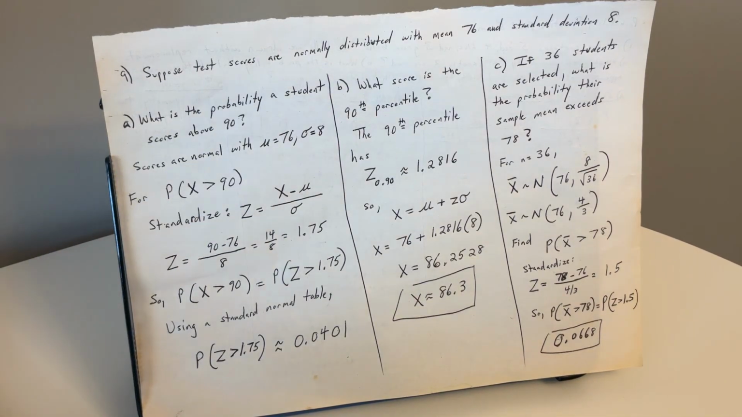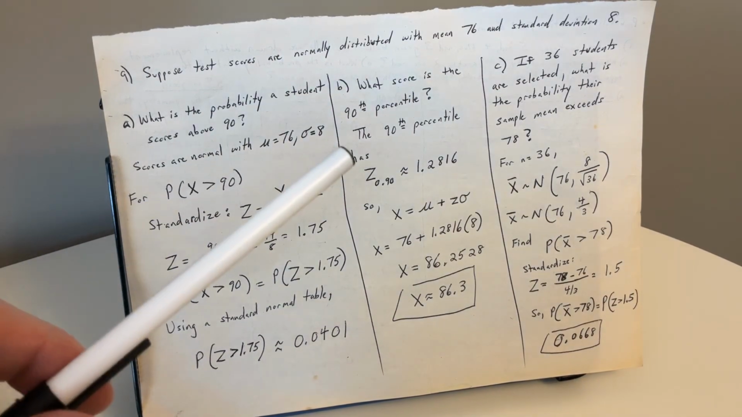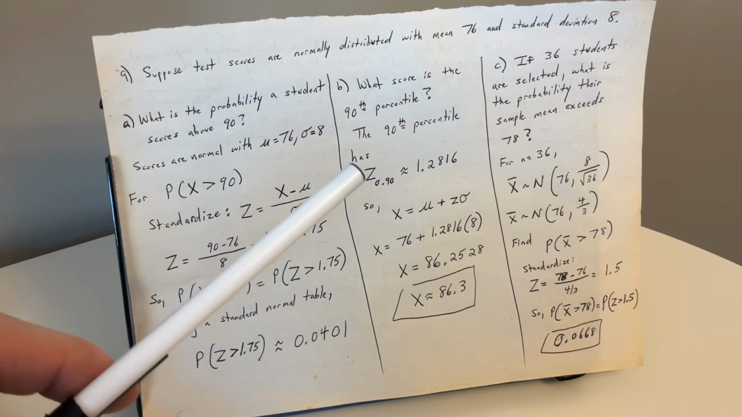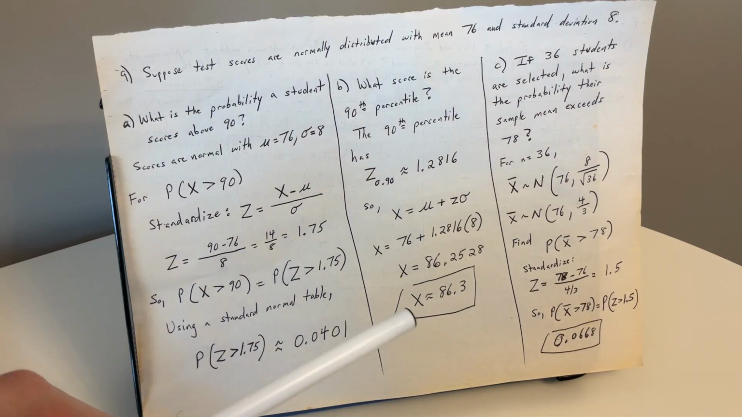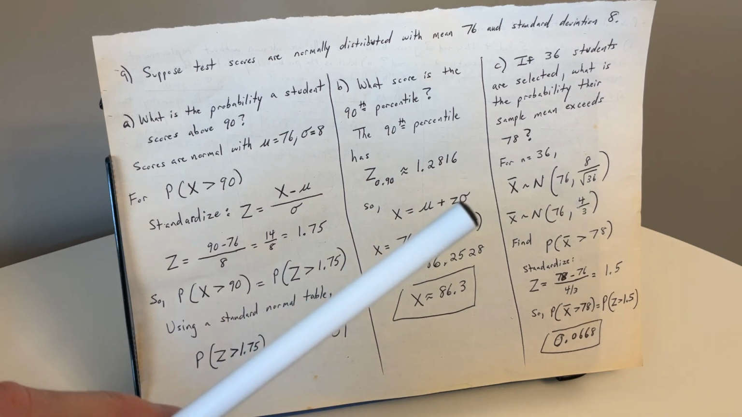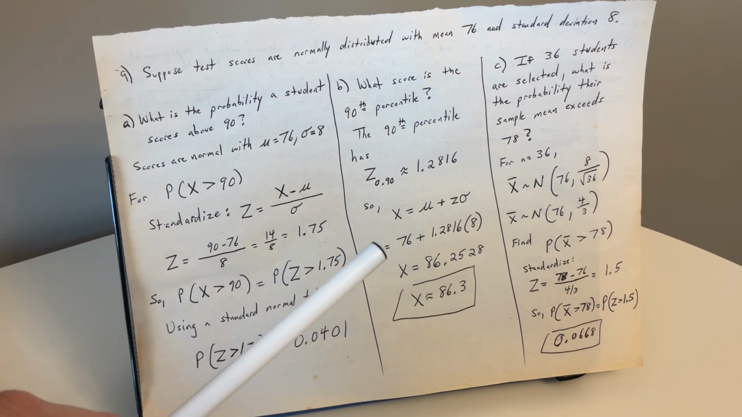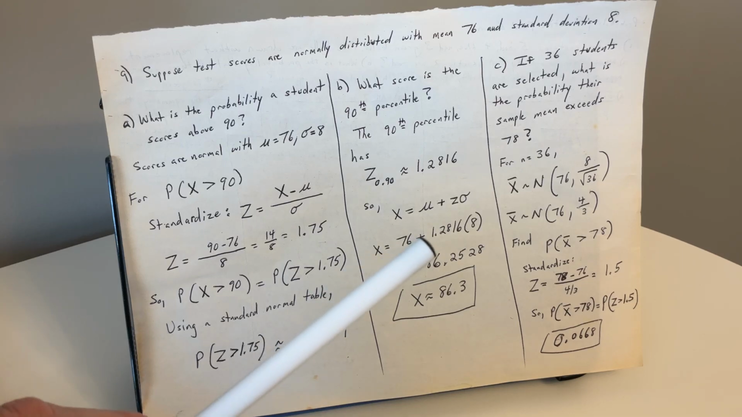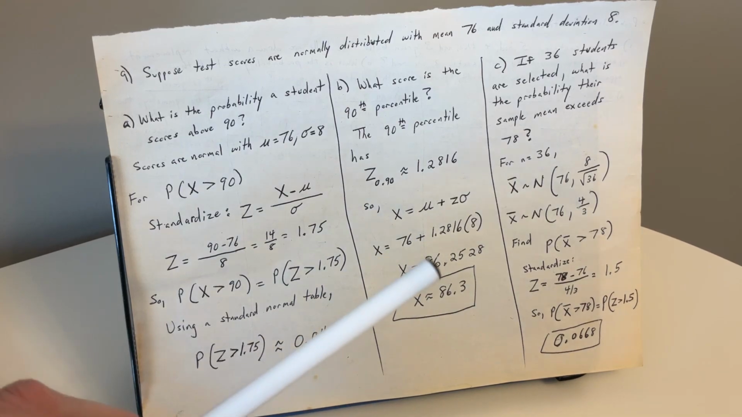For part B, what score is the 90th percentile? Well, the 90th percentile has z sub 0.90, which is approximately 1.2816. So x equals the mean plus z times the standard deviation. Substituting, 76 plus 1.2816 times 8, we get x equals 86.2528. X is about 86.3.